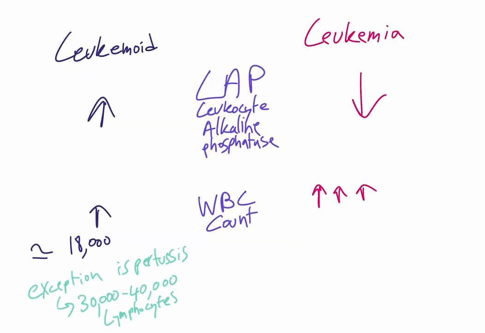To summarize, leukemoid reaction is a term for leukocytosis, usually due to infection, not leukemia. Leukocyte alkaline phosphatase, LAP, is elevated in leukemoid reaction and decreased in leukemia.